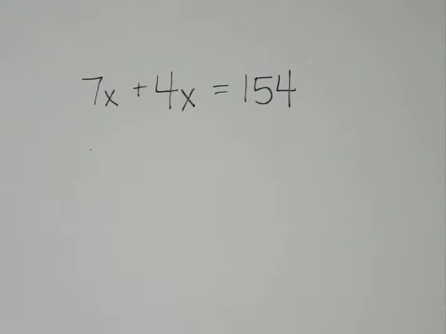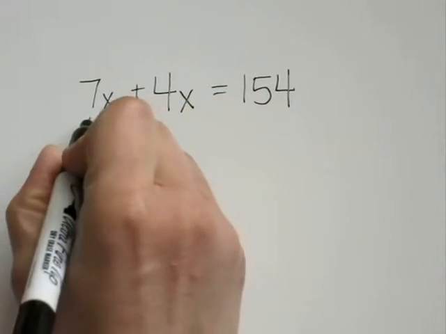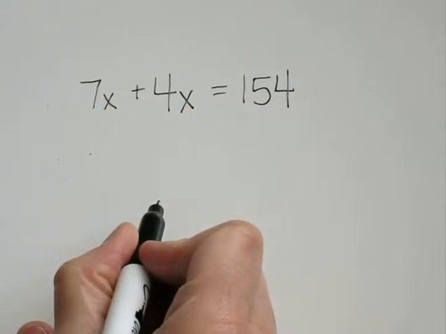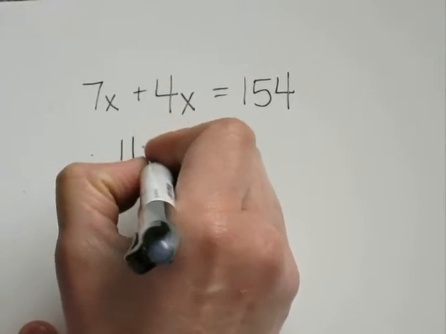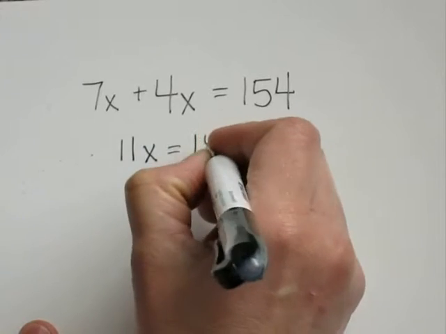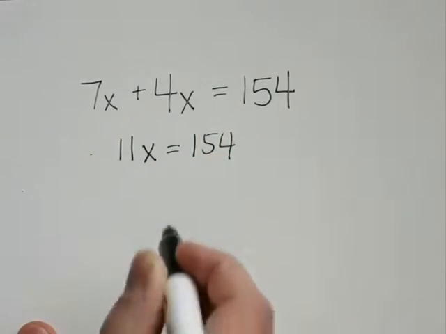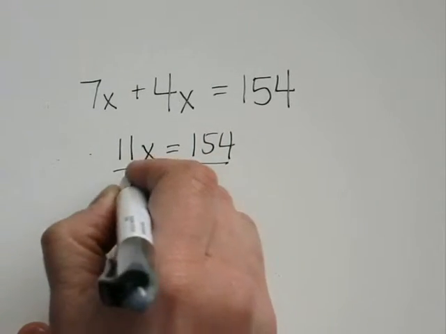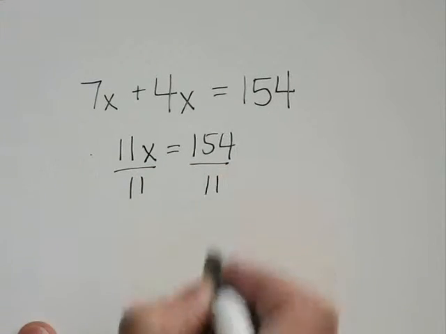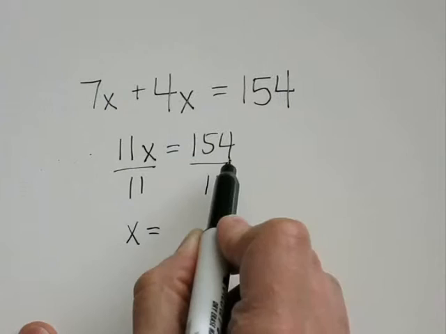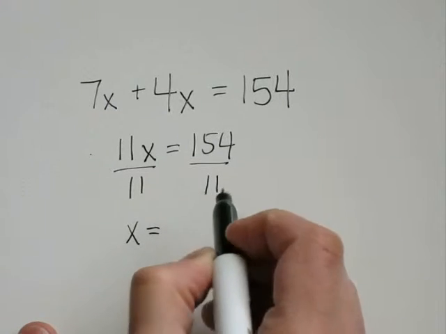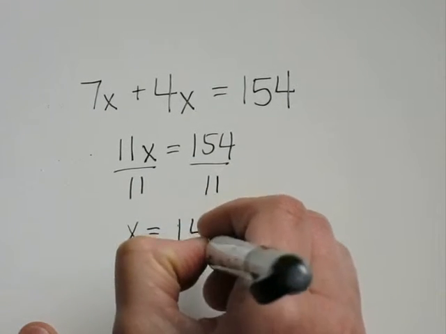Problem 15, 7x plus 4x equals 154. This is pretty simple and straightforward. All you're going to do is combine the coefficients of x. 7 plus 4 is 11, and that's going to equal 154. Now to solve for x, all you need to do is divide each side by 11. That will leave you with 154 divided by 11, which is 14.